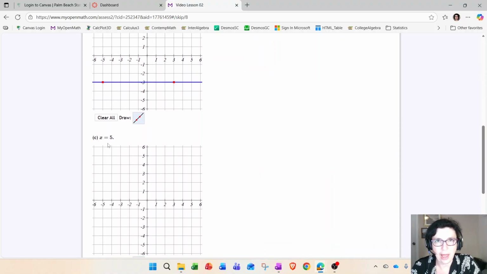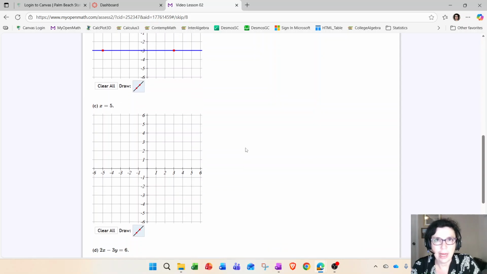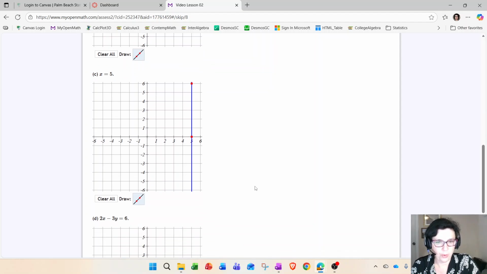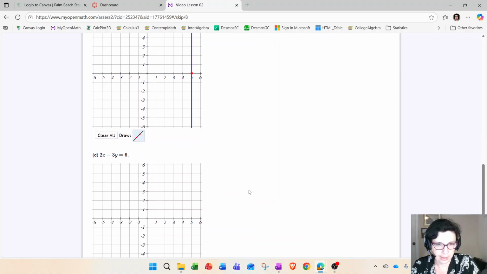Now, this one is x equals 5. So here, the x coordinate is fixed, meaning that you're not going right or left, okay? Which means that you're going to be going only up and down. So this is a vertical line at x equals 5. So here, you can pick any two y values, but x value has to be 5. All right, now let's take a look at the next example.